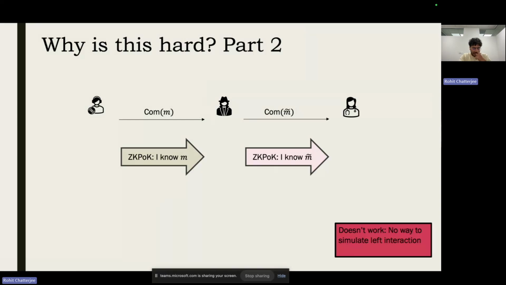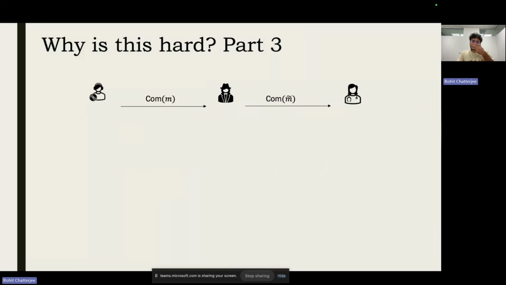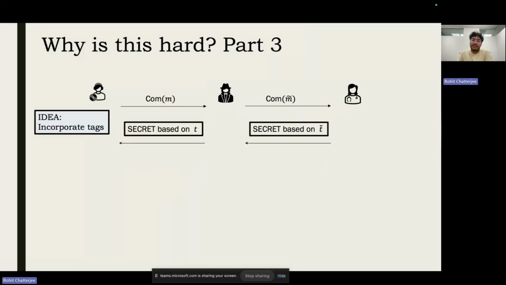So by now, I think we have established that you're doing something slightly subtle to account for this. You want to hide your own committed message on the left, but you want to reveal it on the right. So how can we do this? So we have some amended template.